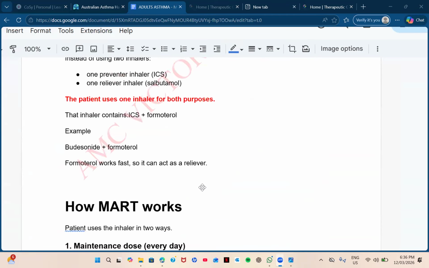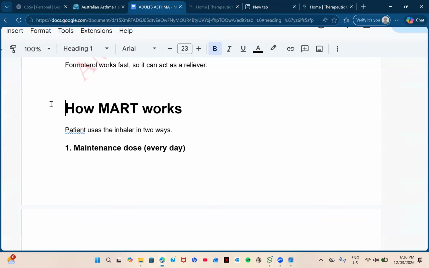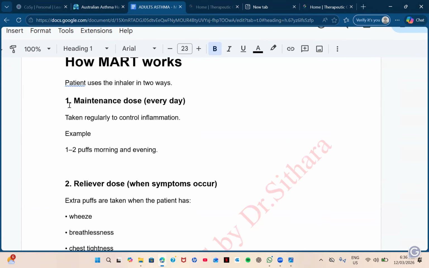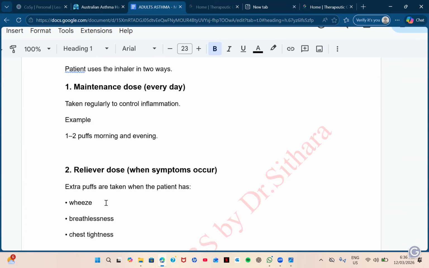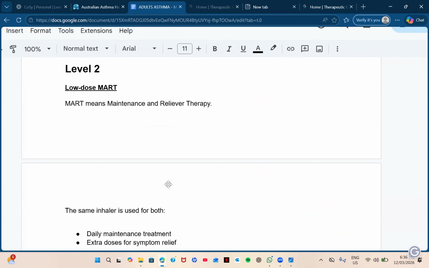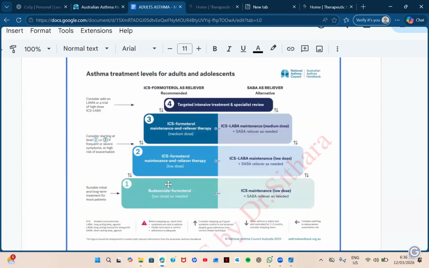Okay, here is how MART works. Maintenance dose and reliever dose. Maintenance dose means everyday dose, for example 1 to 2 puffs morning and evening. The reliever dose is when symptoms occur, like wheeze, breathlessness, chest tightness, the patient has to take some extra doses. So don't confuse, this is very easy.